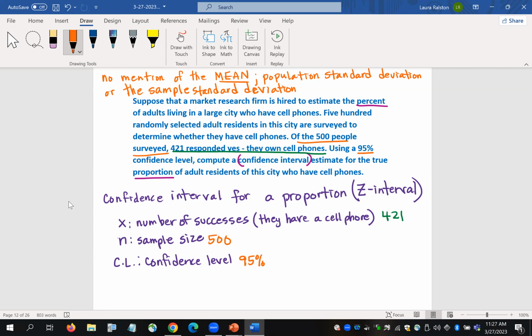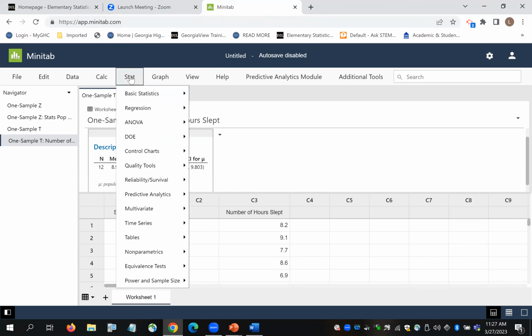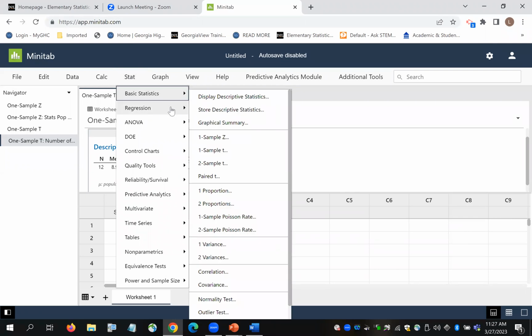Everything I need is given in the problem. My challenge is recognizing that it is a proportion, not a mean, and that will help me to identify what command to use. So I'm going out to Minitab. I go to Stat, Basic Statistics, 1 proportion. And now I'm doing a proportion, 1 proportion.